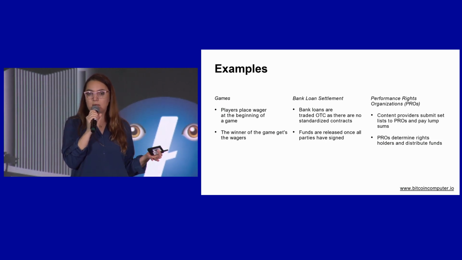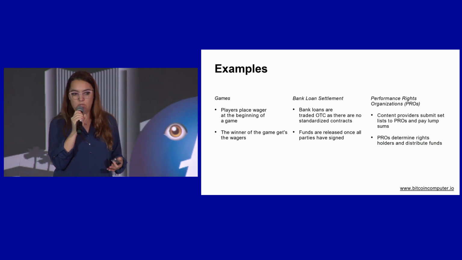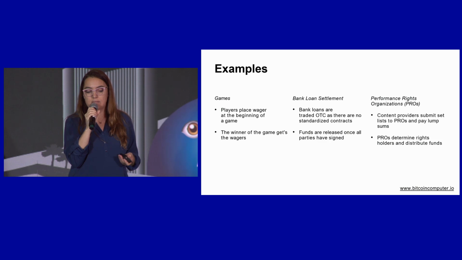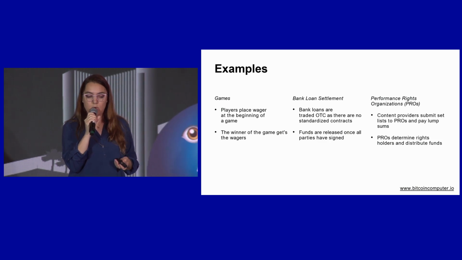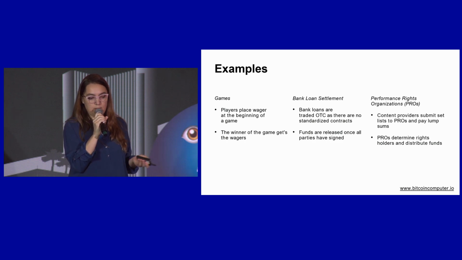So we can see here in these 3 examples different computation capacities. For performance rights organizations, we require a lot of computation. For bank loan settlements, sometimes we can say that a tiny amount of computation is required. And for games, the range can be from small amounts to big amounts, depending, for example, on 3D rendering games.